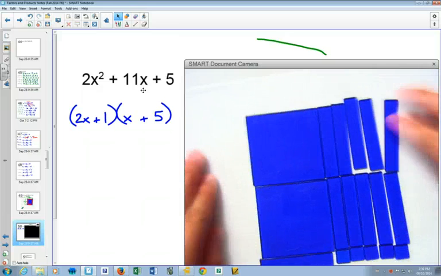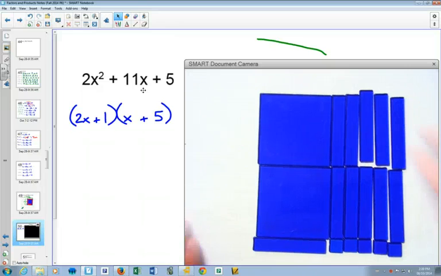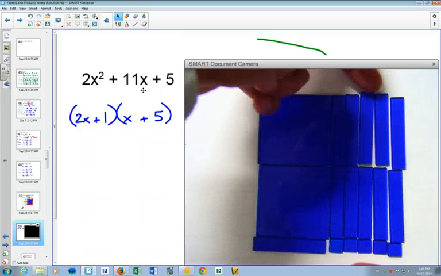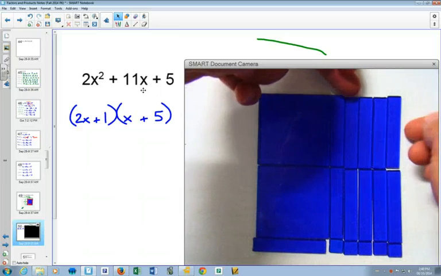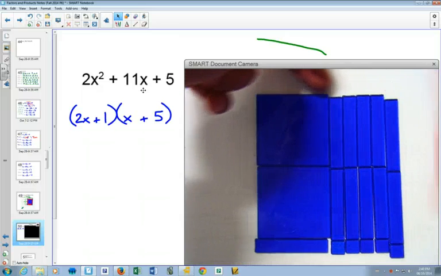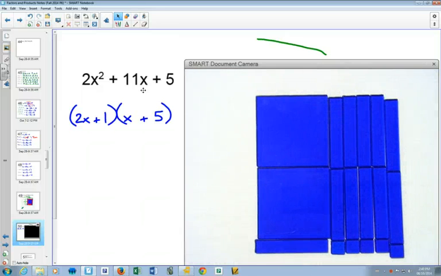There it is. Can you see the one side is x plus 5 and the other side is 2x plus 1? So there's a reason why I didn't show you this technique first. But it does connect to the idea of areas and how factoring is connected to areas.